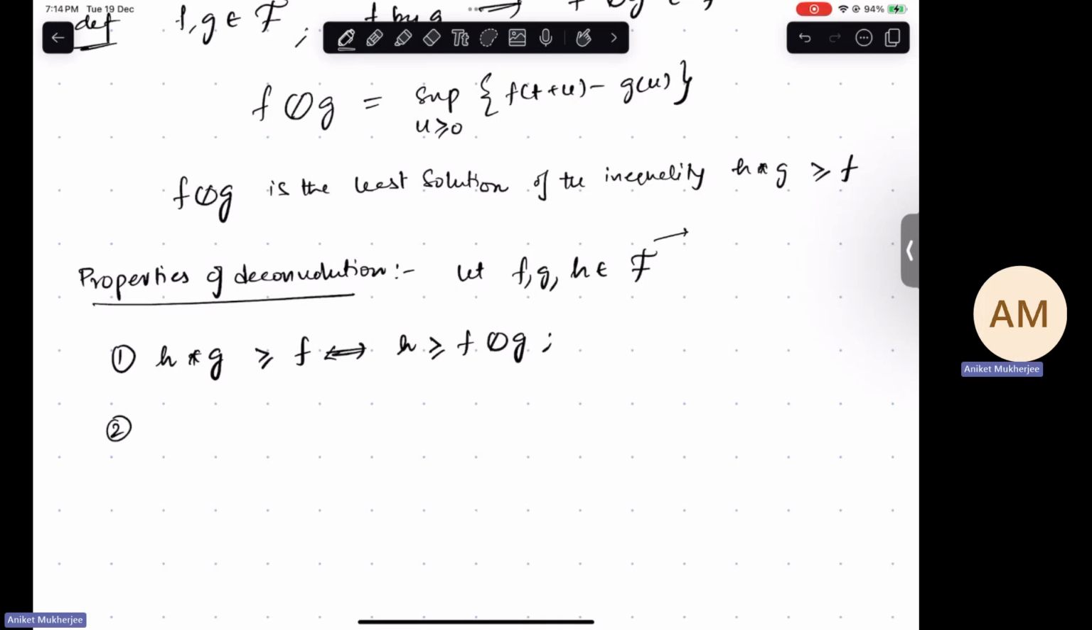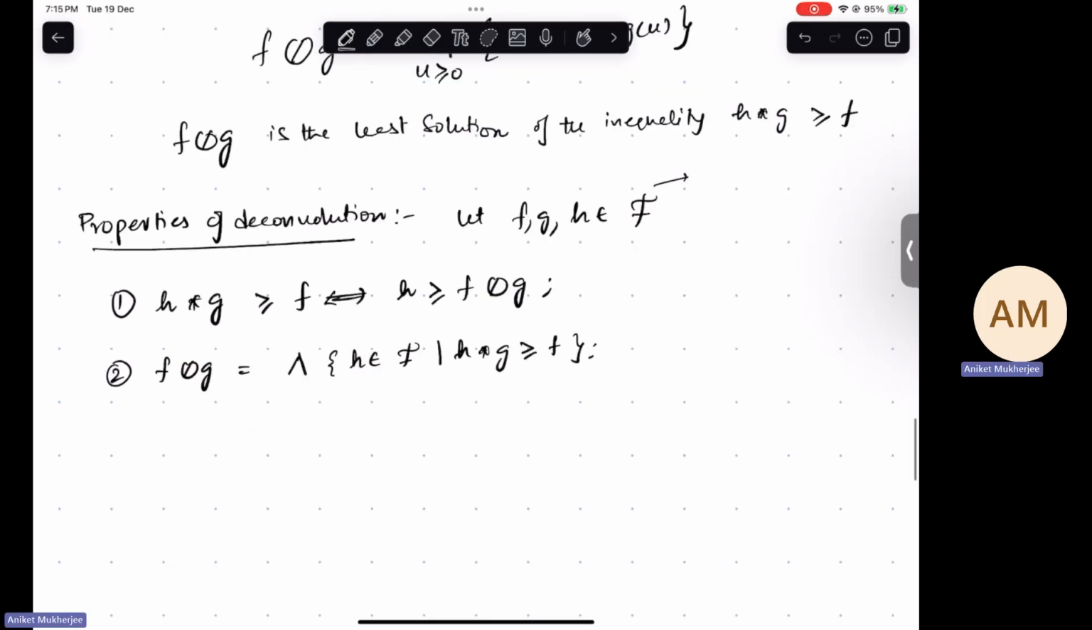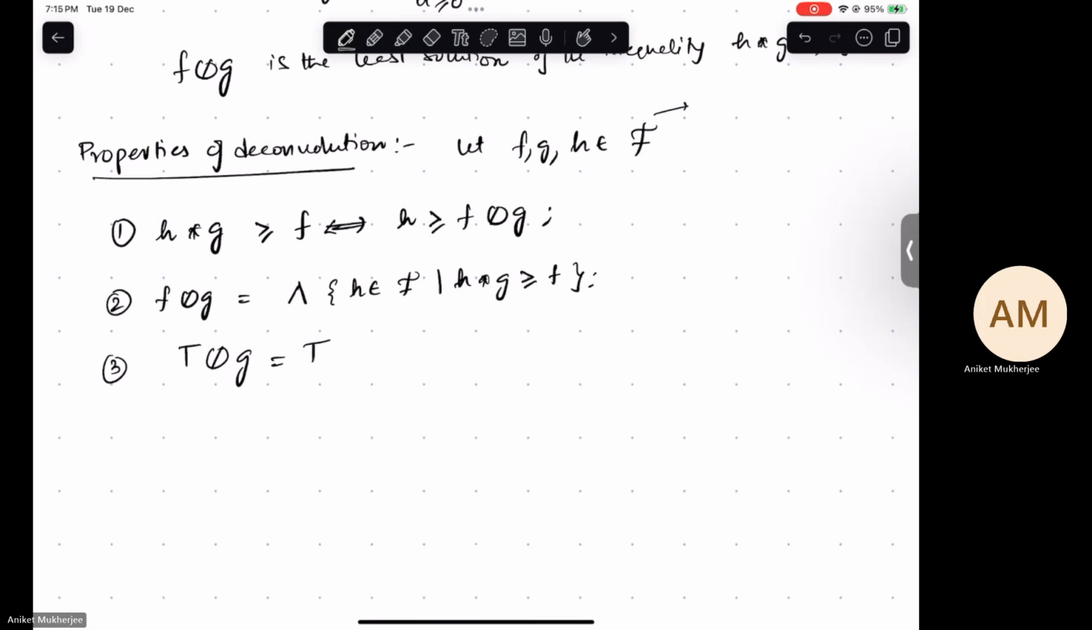Okay. Second is f deconvolution g equals the min of h belonging to the set such that h convolution g is greater than or equal to f. This is also one more definition of f deconvolution g, but this is basically the rewriting of the definition of deconvolution. You don't need much insight to show this, so we'll not be showing it. The third one is the total operator, convolution g gives you the total operator, right?